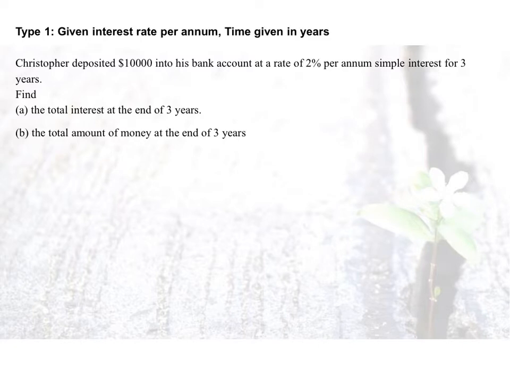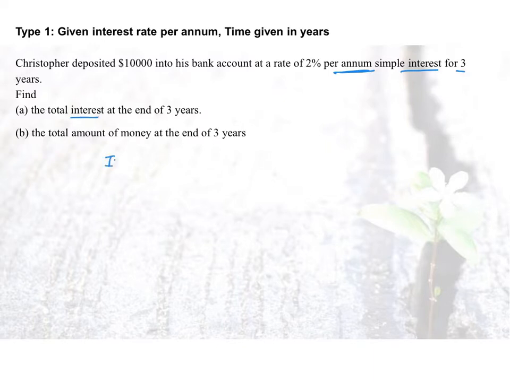Christopher deposited $10,000 into his bank account at a rate of 2% per annum, meaning per year. Simple interest for 3 years. Find the total interest at end of 3 years. So this is only asking for the total interest itself.